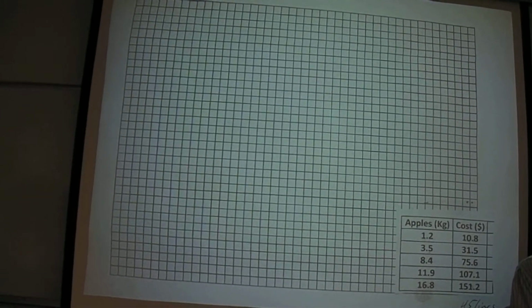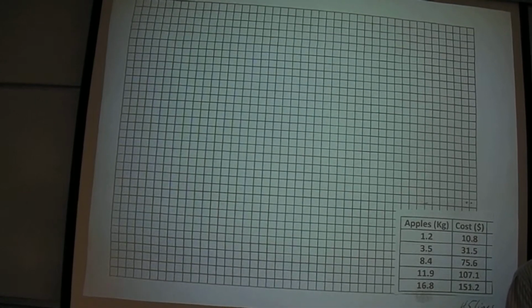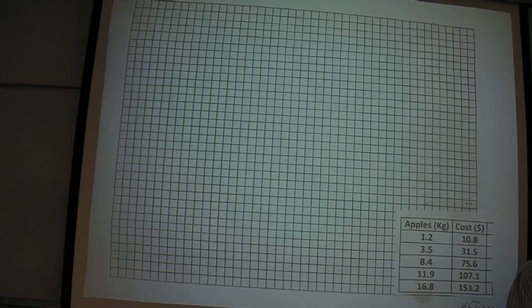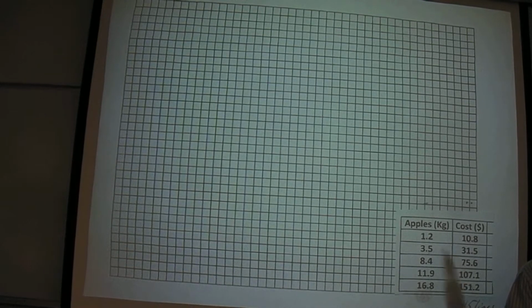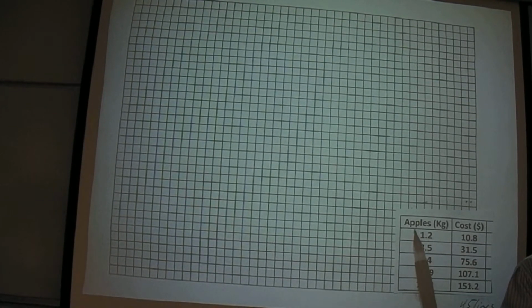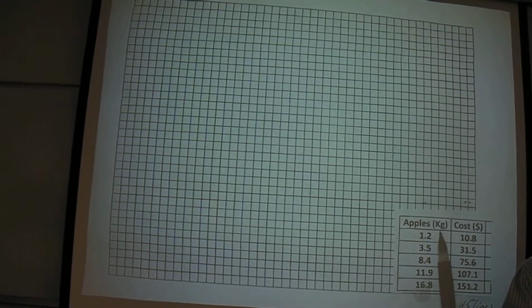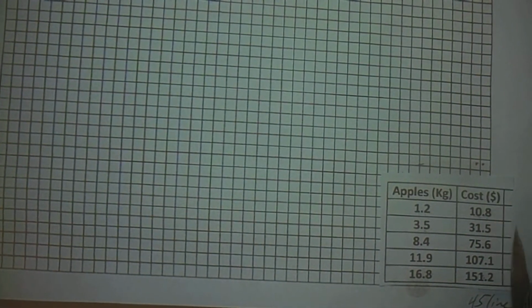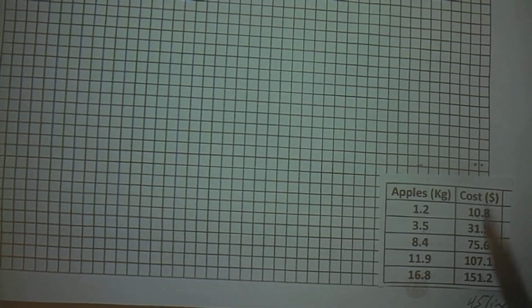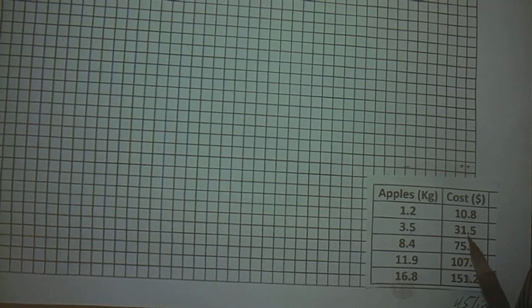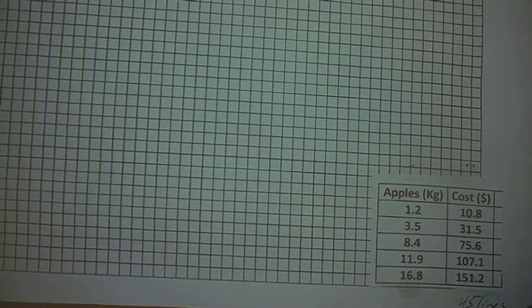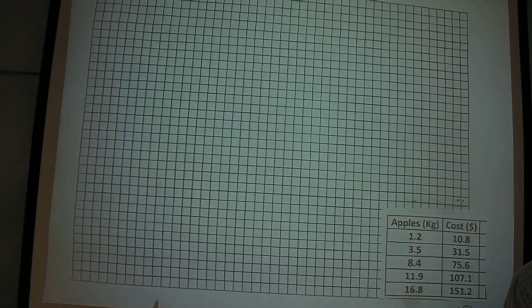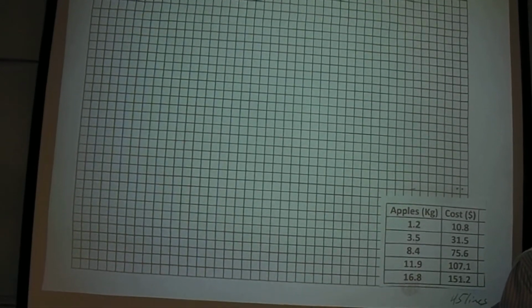All right, for this session we're going to talk about labeling and scaling a graph. Typically when we construct a scatter plot for a graph, we have two columns. In this case we have apples in kilograms and cost in dollars. For the most part, anytime you have a column that's on the right side, that is typically graphed on the vertical axis. The column on the left side is typically the one that goes on the horizontal.